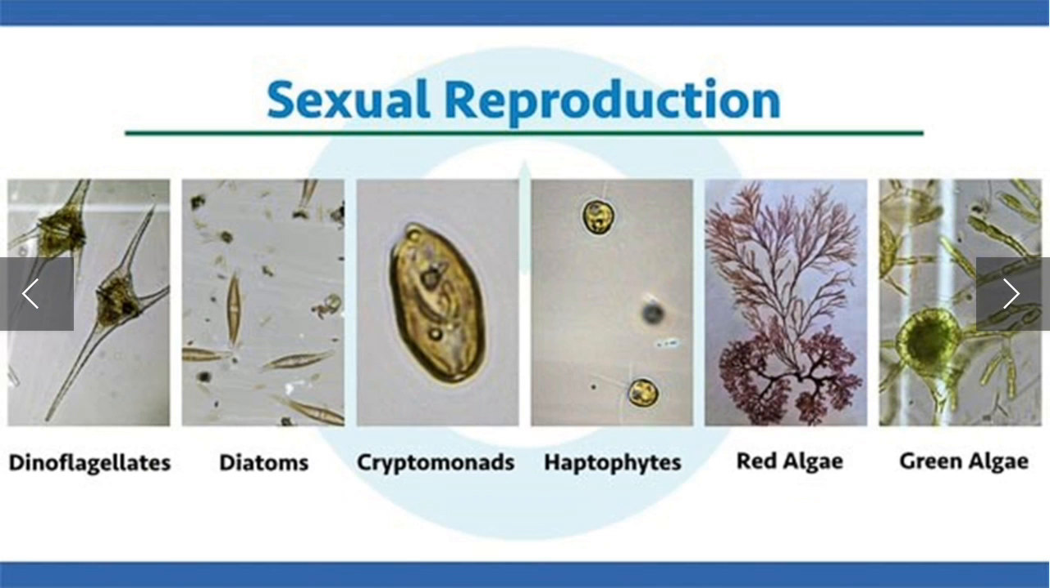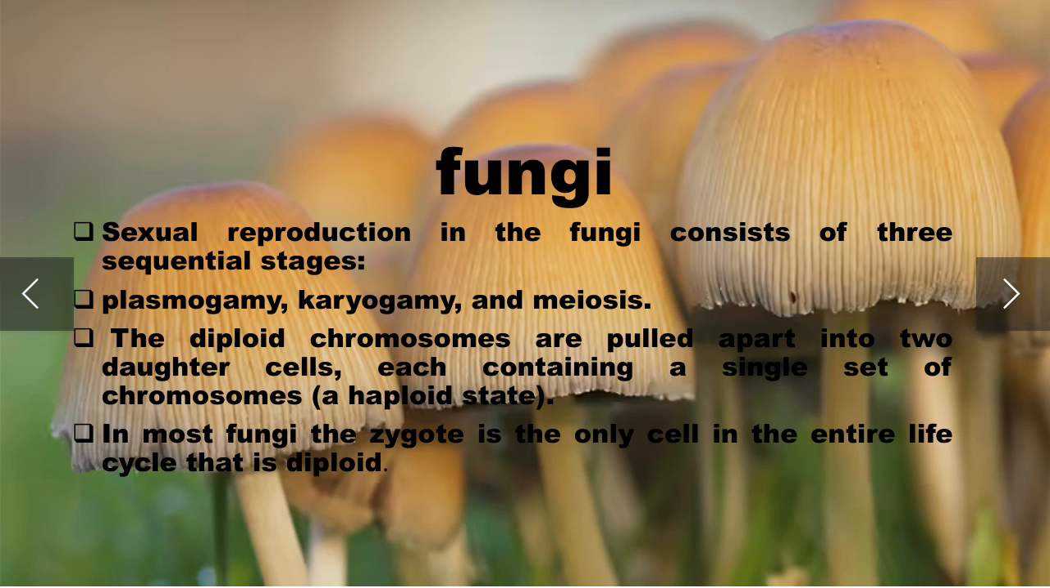Sexual reproduction. There are some examples of plants. Sexual reproduction in fungi. Plasmogamy, karyogamy and meiosis are the three steps which are included in fungi reproduction.